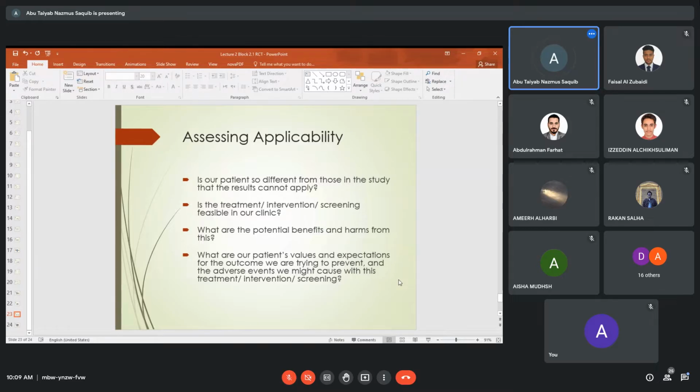Or maybe that drug contains something that your patient will not take. Your patient is a devout Muslim, and this drug has something, an extract from pork, or alcohol in it. How can you make him take that? He will not take it because of his religious belief. So even if the drug works, it does not apply to your patient population.